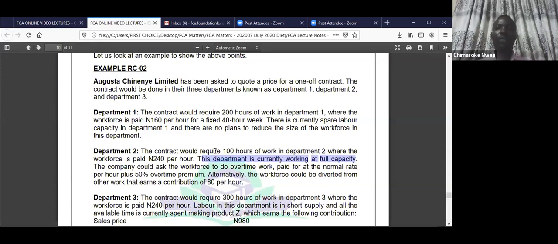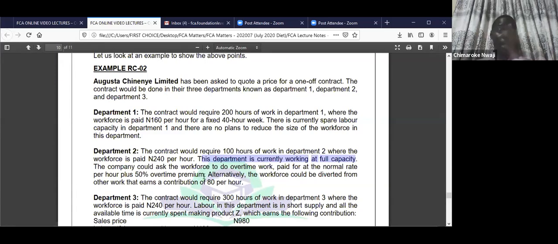The next question we will talk about the permanency of the employment is if there is capacity, spare capacity. They now said there is full capacity. So there is no spare capacity. So if there is no spare capacity, the next question is the last question, which will be talking about if overtime is possible. Now, they said the company could ask the workforce to do overtime work paid for at a rate per hour plus 50% premium.